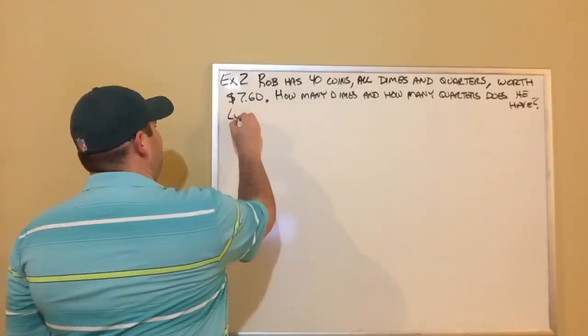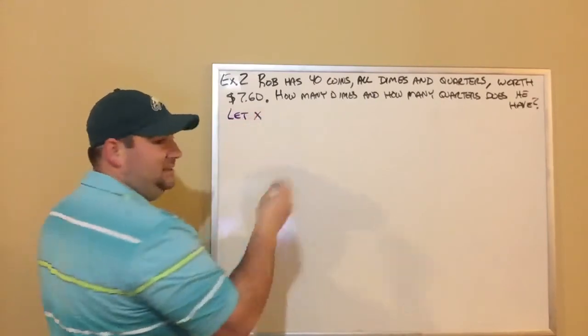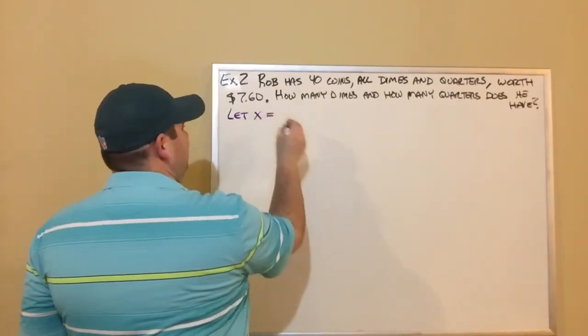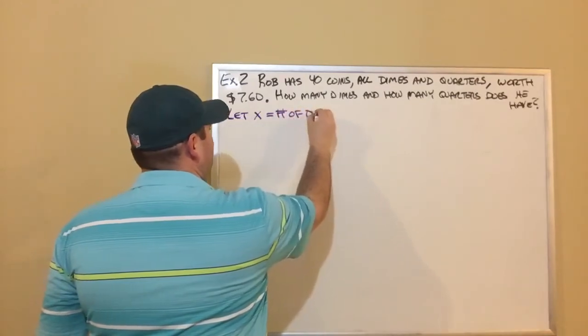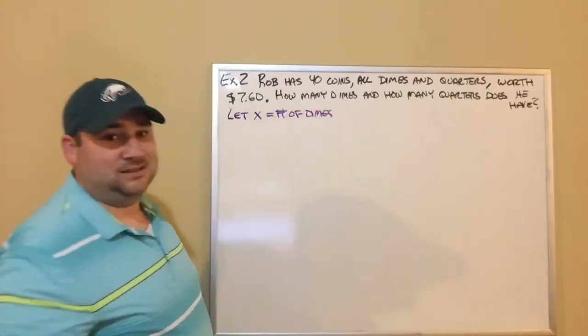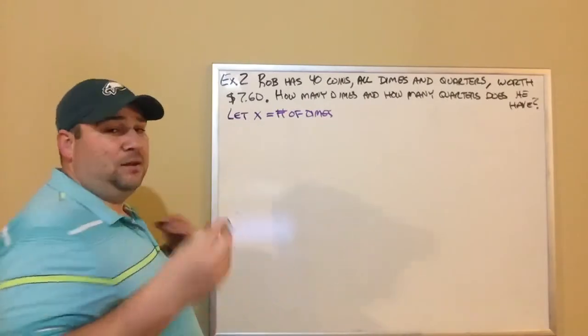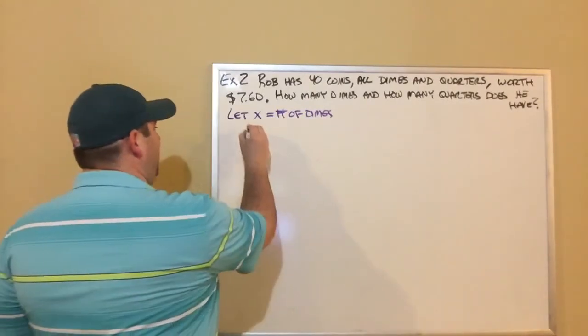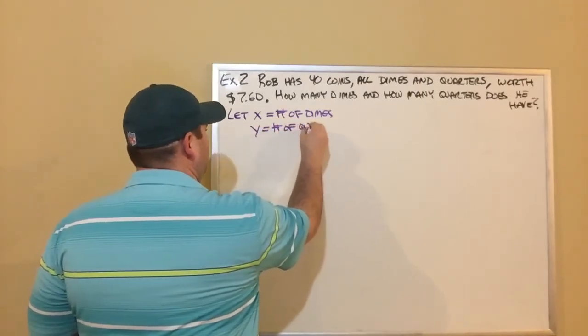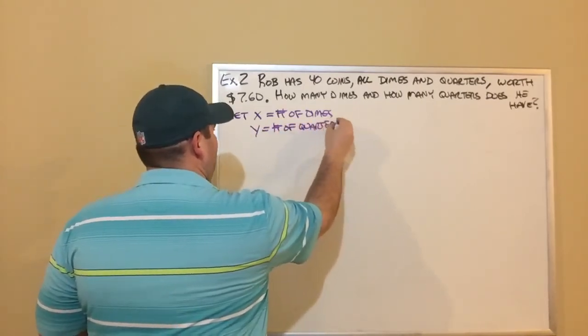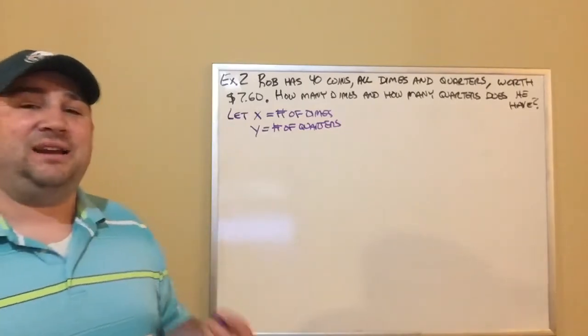So I'm going to let x, remember we put "let" just because that's how we do it. Let x equal the number of dimes. It's not a hashtag, that's a number symbol, by the way. So x is the number of dimes Rob has. Then y will be the number of quarters. So that's step 1. Step 1 is defining your variables.